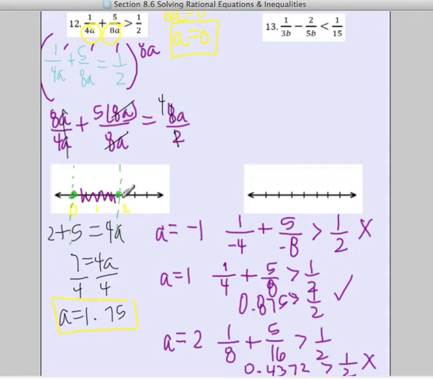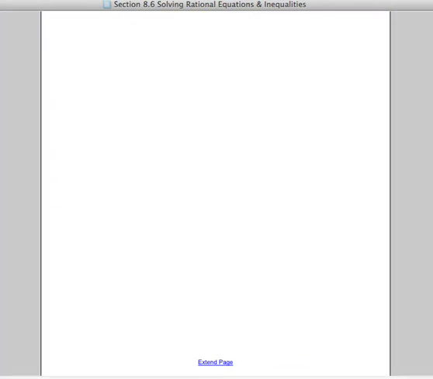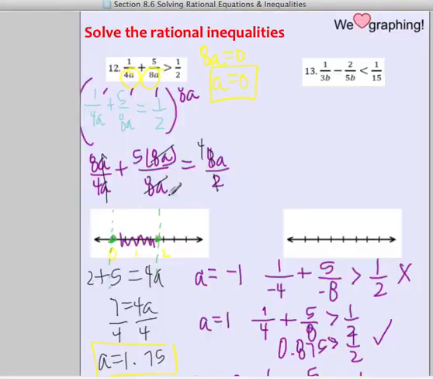My final answer is that 0 is less than, not equal to, a, and a is less than 1.75. Only included in between there, and it's not equal. Okay, so now we're going to do the exact same thing with number 13. First things first is to actually solve 13.